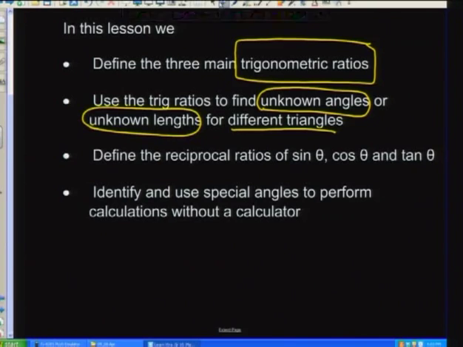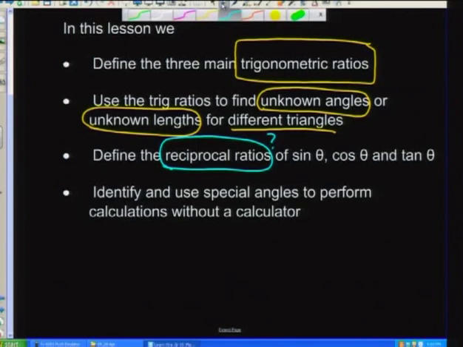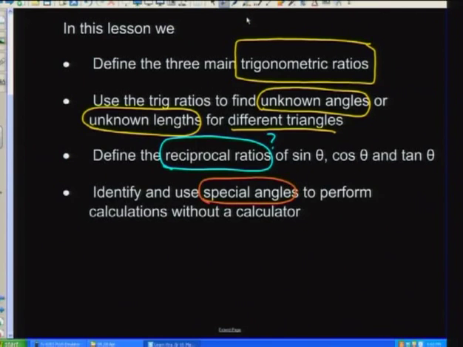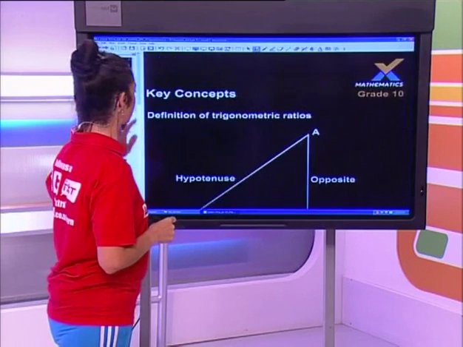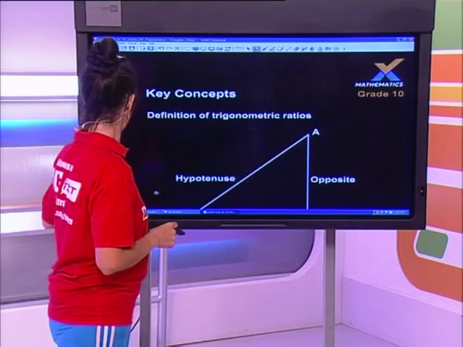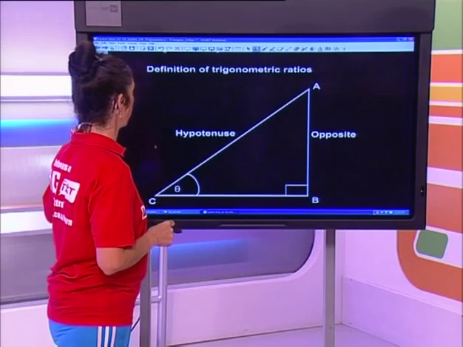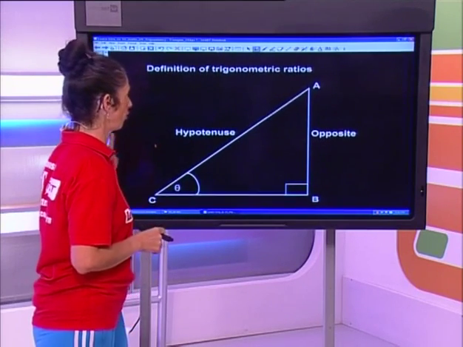Then something very interesting, we're going to look at the reciprocal ratios. What are they? What do we call them? How do they function? And finally, we're going to identify and use what we refer to as special angles to perform calculations without a calculator. So let's get right to it, and let's go through the definition of the trig ratios.